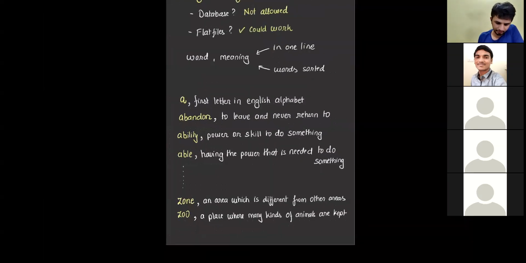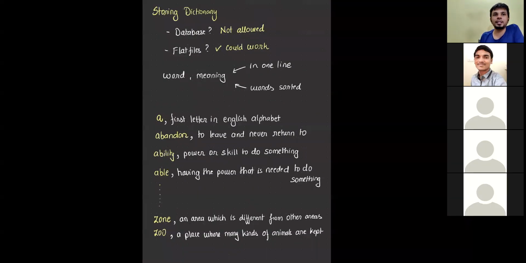Something like this. A comma, first letter in English alphabet. This is what our words.txt looks like. We can store the starting and ending words for each of the blocks in memory. And there are no blocks, there is just one file. But we can store it in memory, and we can find in which block it can be there.